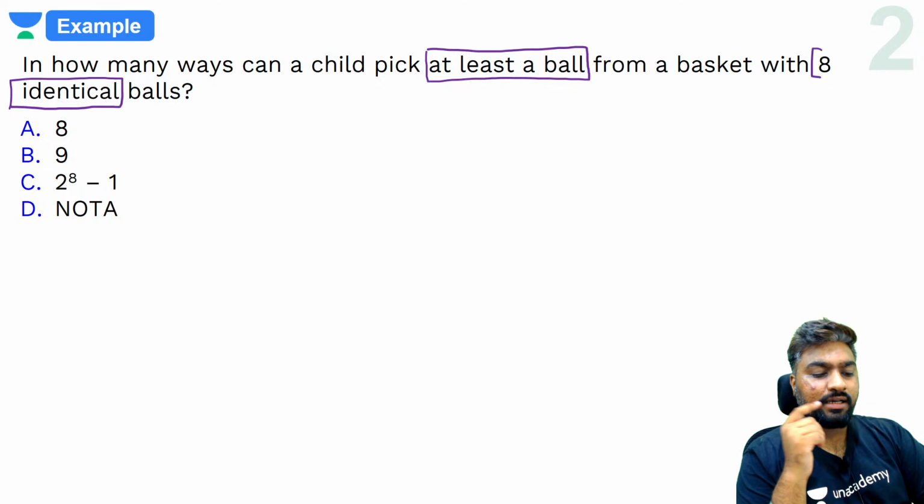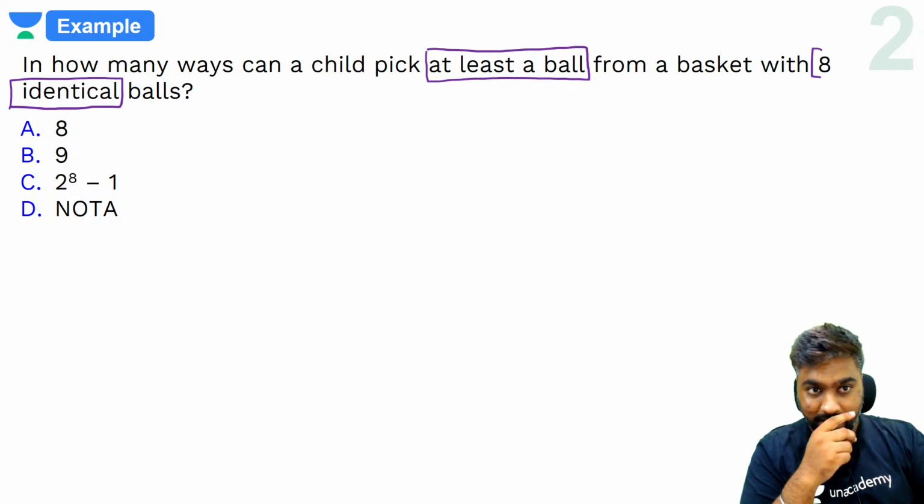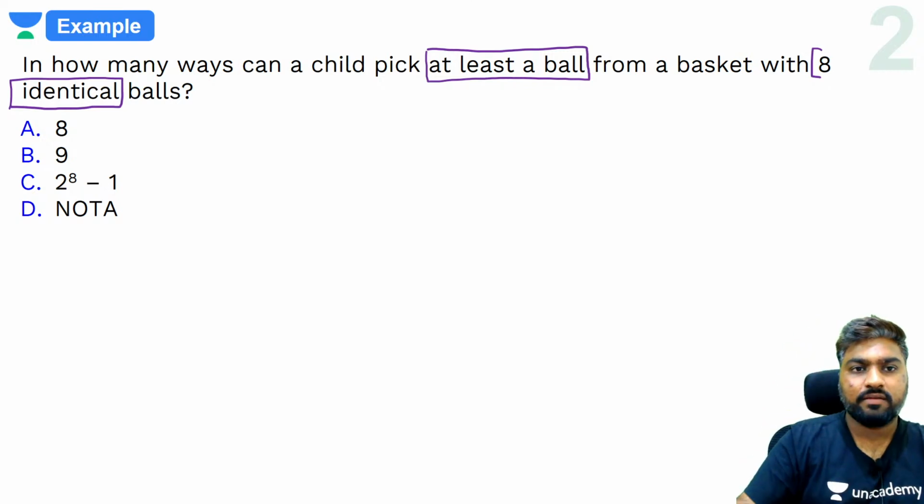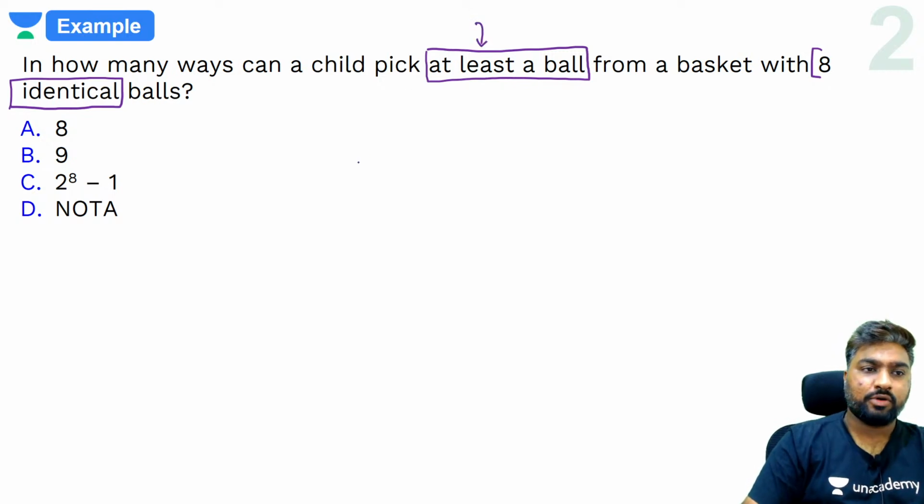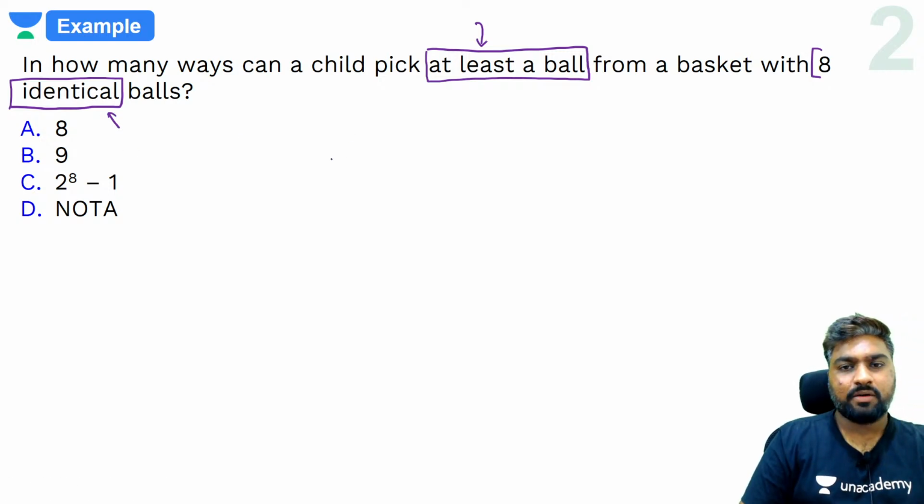So what's the deal here? He has to pick at least one. Yes, has to pick at least one. In how many ways is it possible? What's the deal here? These are identical balls, right? So let's look at this simple concept.